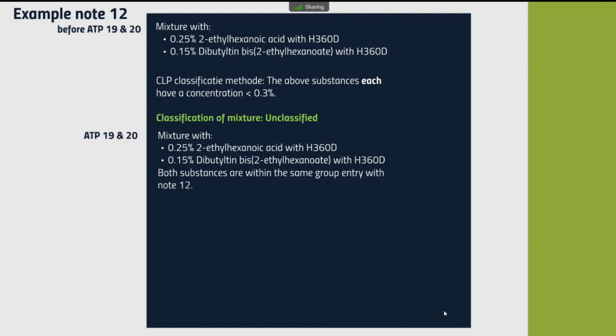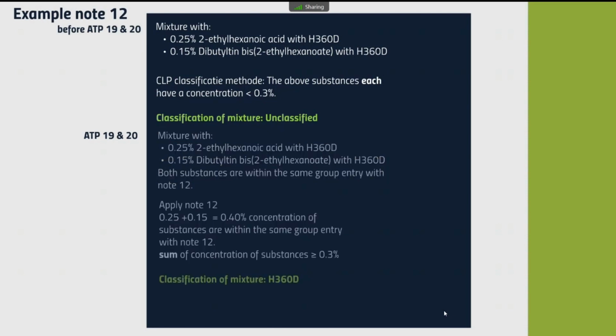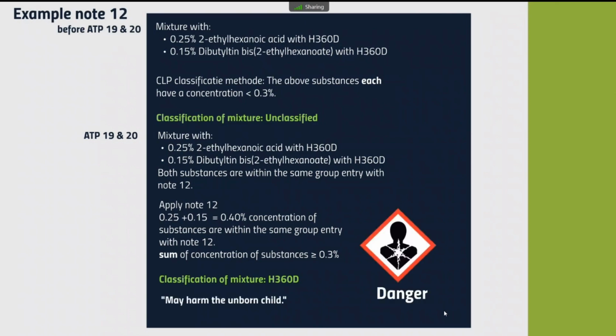However, now with ATP 19 and 20, these two substances are within the same group entry and note 12 is applicable. That means that we have to sum the concentration of these substances, and that's higher than 0.2%. So the mixture is also classified for H360D. So again, we have the pictogram that is applicable for this mixture. We have the signal word danger and also the hazard statement may harm the unborn child now on the label of this product.